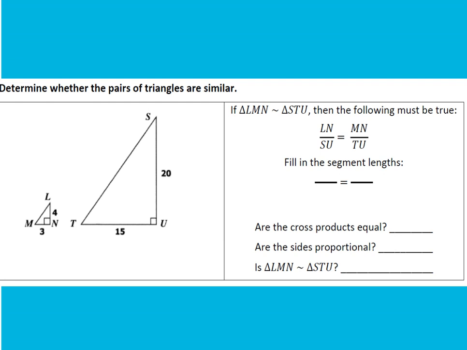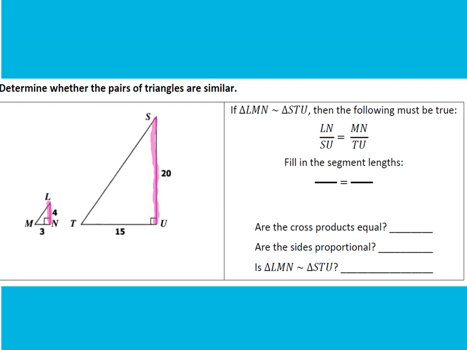So taking a look at our next example, it says determine whether the pairs of triangles are similar. And if triangle LMN is going to be similar to triangle STU, the two triangles we have here, then the following must be true. And I already set up the proportion for us. So side LN needs to be proportional to side SU. So that's this side LN, that needs to be proportional to side SU right here.